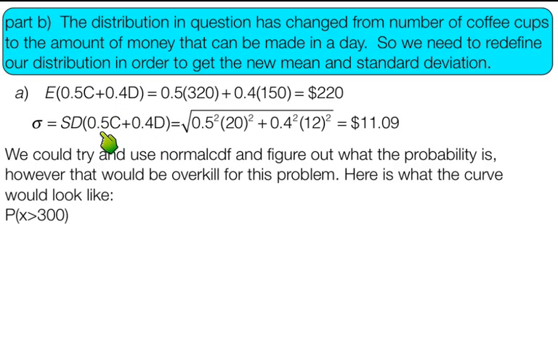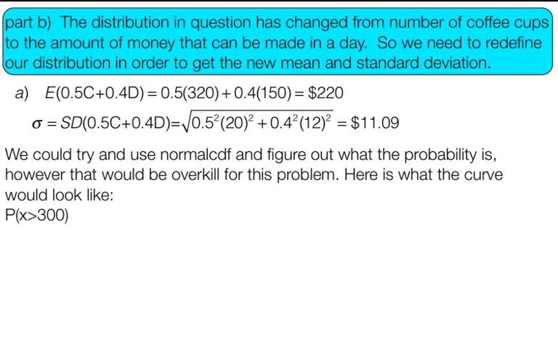So this time I'm multiplying by a constant. Remember here, I'm multiplying by a specific number. That means that when you go to find the standard deviation, you're going to have to square that number as well as squaring the standard deviation so that you can find the variance, and that's just this one part here, the 0.5 squared times 20 squared. This is the variance for this distribution, the 0.5c. I've got to do the same thing for 0.4d, and you can see that over here. I square those values, we square root at the end, and we get $11.09 as my standard deviation.